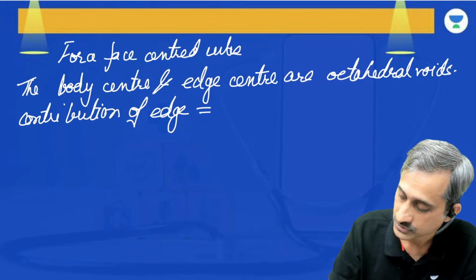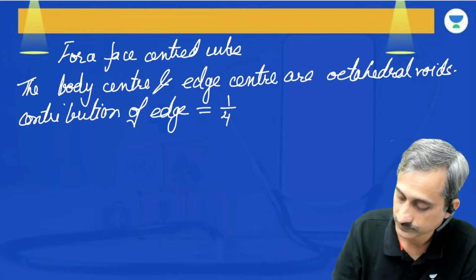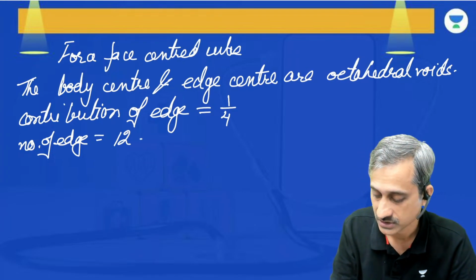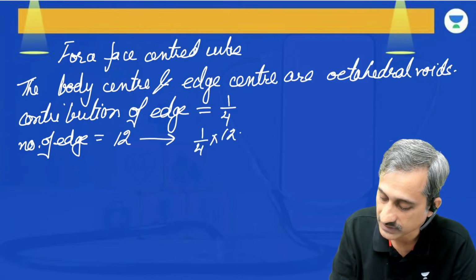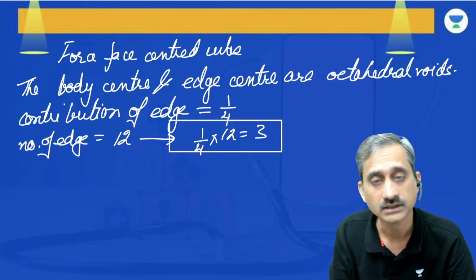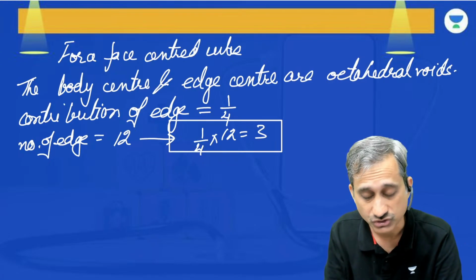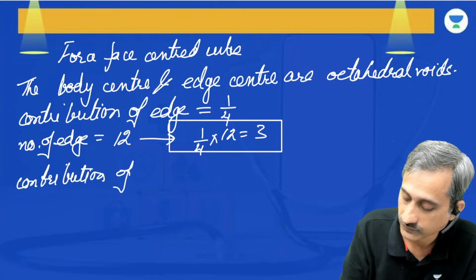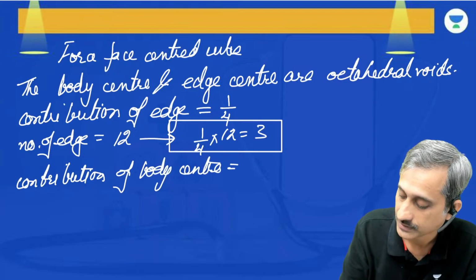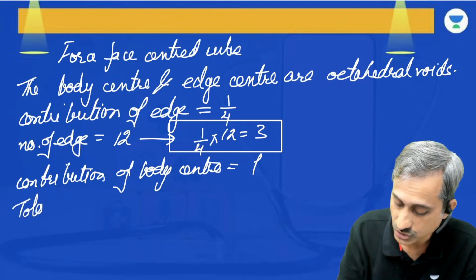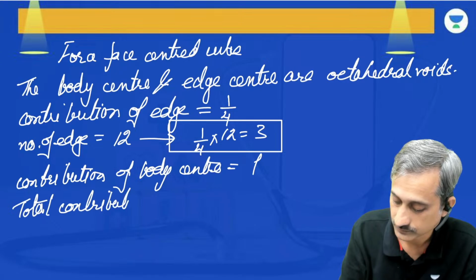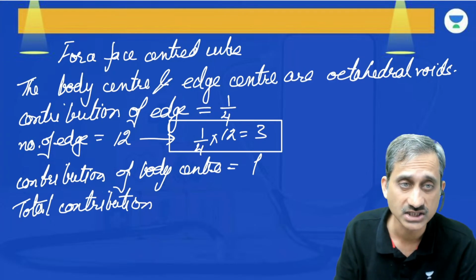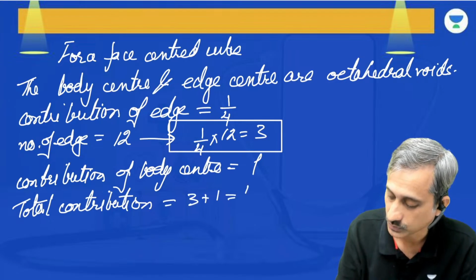Okay. So when we talk about the contribution of edge, it is 1 by 4. The number of edges is 12. A cube has 12 edges. So the total contribution becomes 1 by 4 into 12, that is equal to 3. So 3 is the contribution of the edge. Now we have the contribution of body center. That's going to be equal to 1. So the total contribution of the octahedral voids in a face-centered cubic arrangement is 3 plus 1 equal to 4.